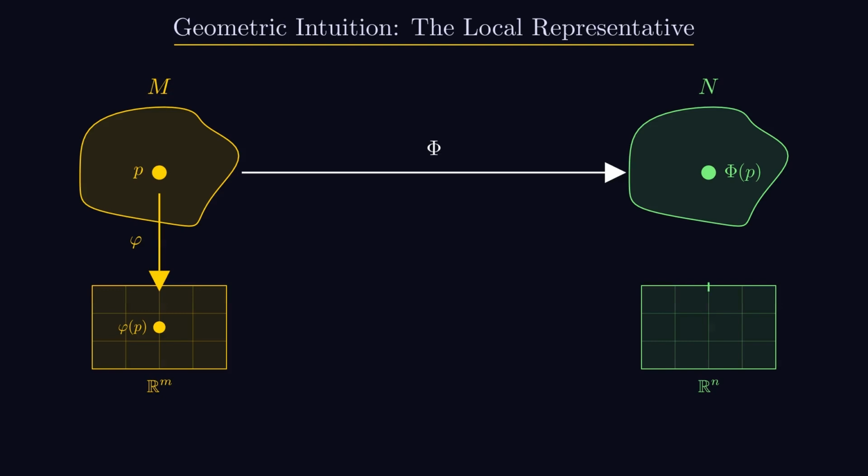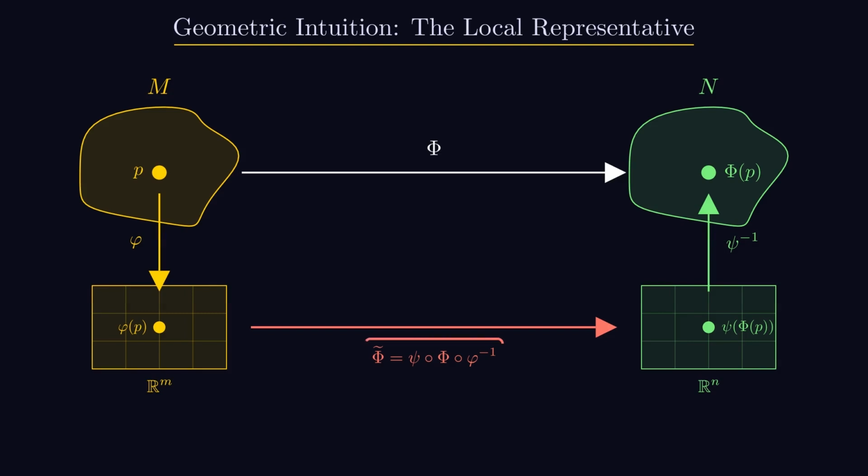Step 3. The chart map psi then flattens phi of P down into Rn, giving us coordinates on the target side as well. The red arrow at the bottom is the key object. Psi composed with phi inverse. This is the local representative, a completely ordinary map between open subsets of Euclidean space. Requiring it to be C infinity is what it means for phi to be a smooth map between manifolds.